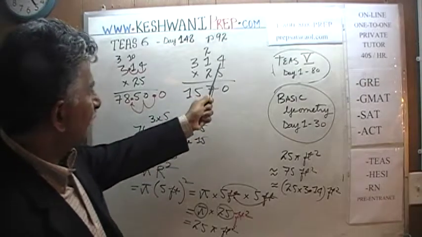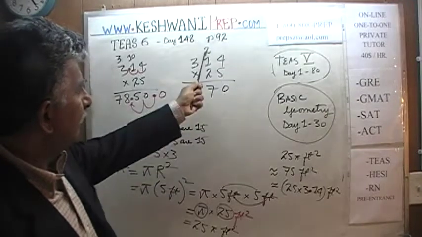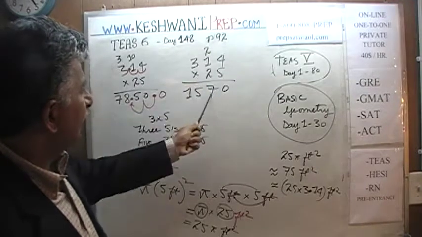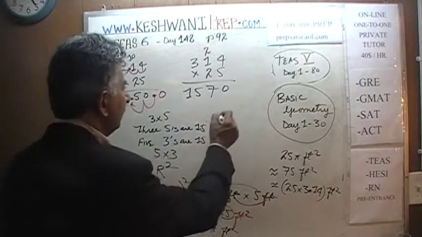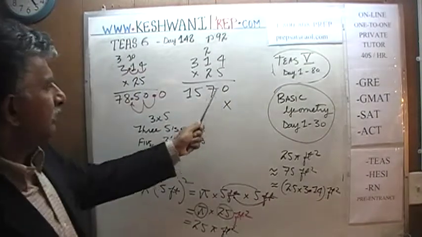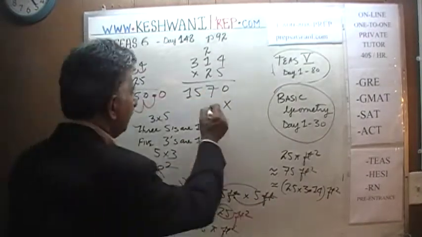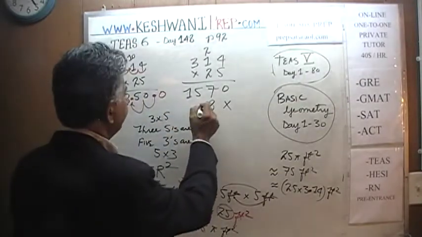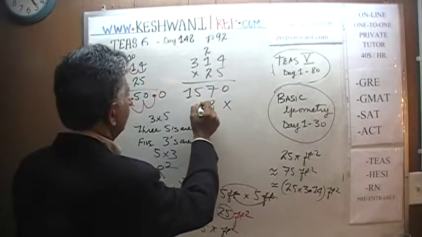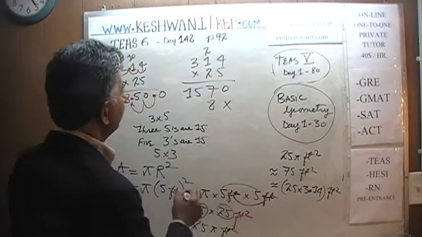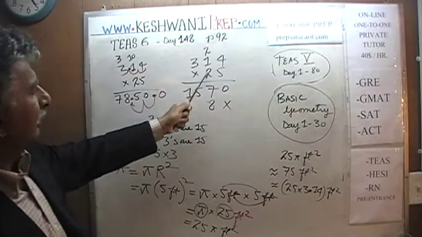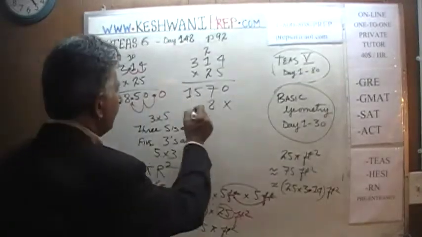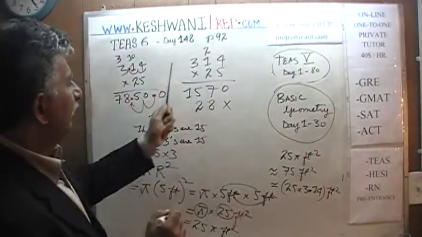So 5 fours are 20, 0, carry 2. 5 ones are 5, plus 2 is 7. 5 threes are 15. We're done with that. Let's go to the ten's digit, hold the unit digit. 2 fours are 8. Did I miss something? 2 fours are 8, I missed that one. 2 fours are 8, 2 ones are 2. And then finally, 2 threes are 6.